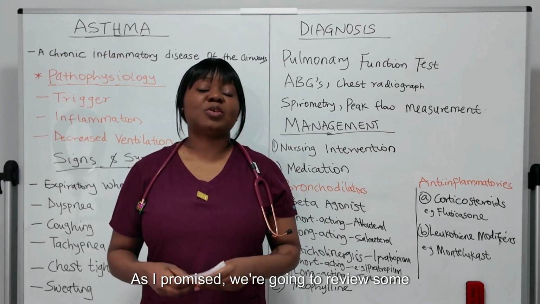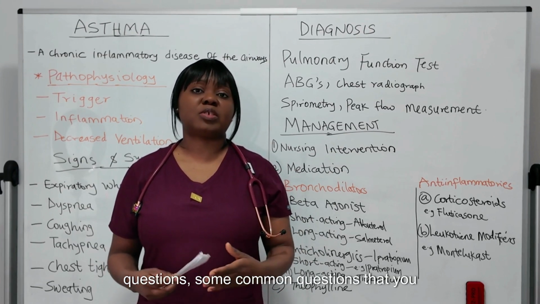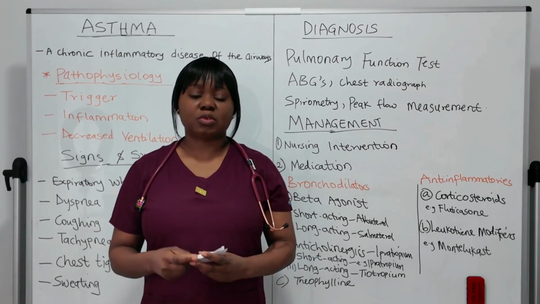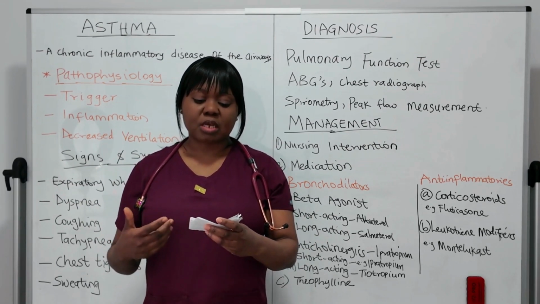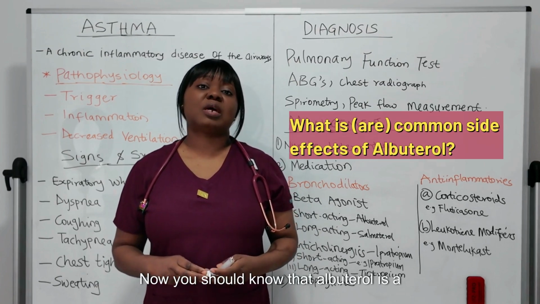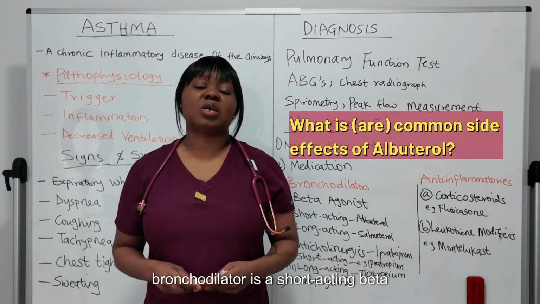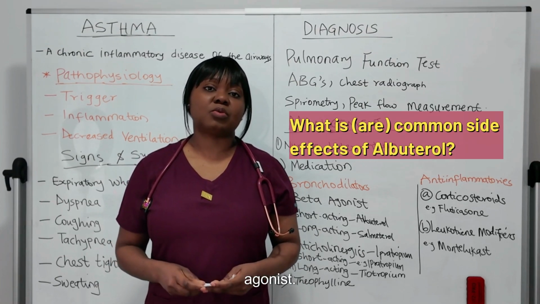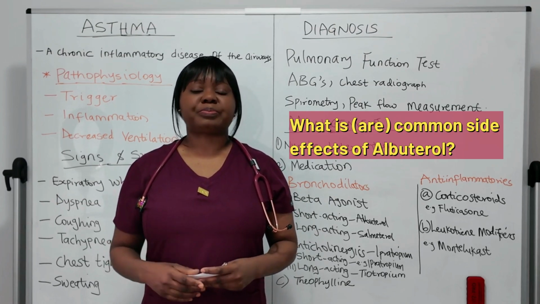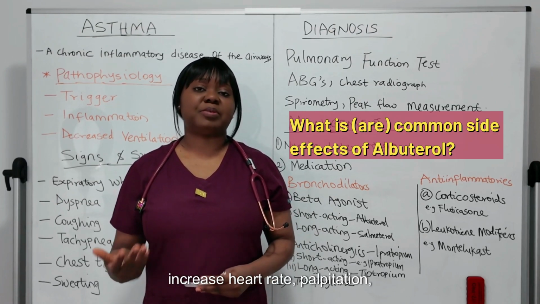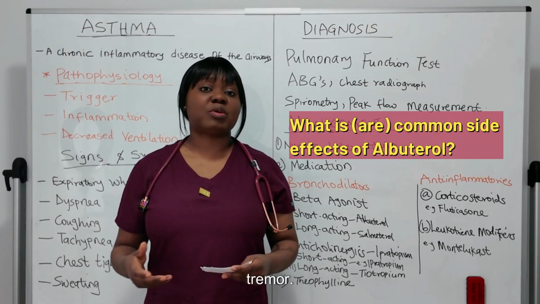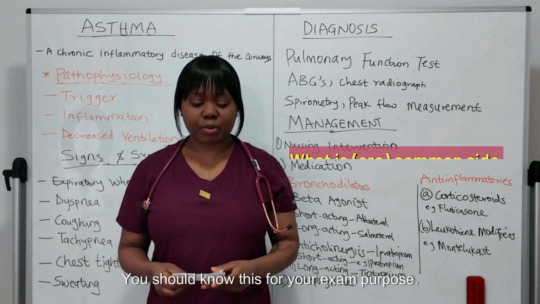As I promised, we are going to review some common questions that you could encounter in your nursing school exam and even your NCLEX. So the first question is, what is a common side effect of albuterol? You should know that albuterol is a bronchodilator, a short-acting beta agonist. So just like every bronchodilator, it can lead to increased heart rate, palpitations, nervousness, restlessness, and tremor. You should know this for your exam purposes.